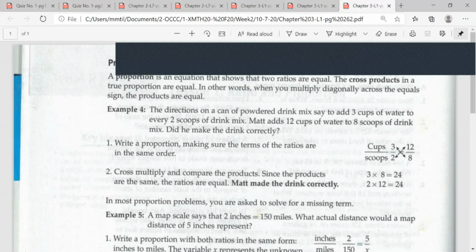So the first one: the directions on the can of a powdered drink say you can add 3 cups of water to every 2 scoops of milk drink. Matt adds 12 cups of water to 8 scoops of drink. Did he make the drink correctly? So we have cups to scoops. Yes, 3 over 2.